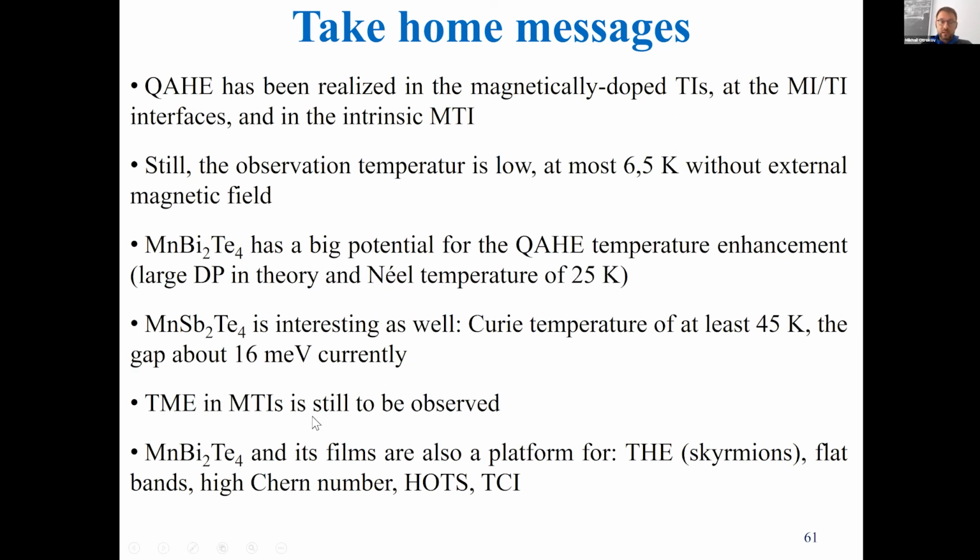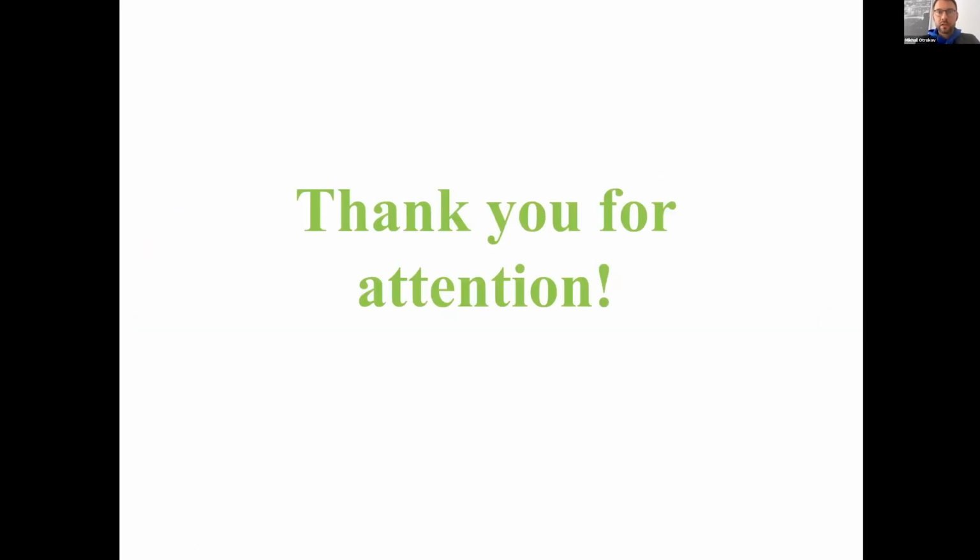Unfortunately, the topological magnetoelectric effect in MTIs is still to be observed. There are reports of an axion insulator state, but the final proof of that would be observation of the topological magnetoelectric effect. And finally, MBT or its films are also interesting for topological Hall effect. There has been a recent preprint claiming fermions. You can realize flat bands, high Chern number, higher-order topological superconductor state, or topological crystalline insulator state. So with this, I'm done, and thank you very much for your attention.